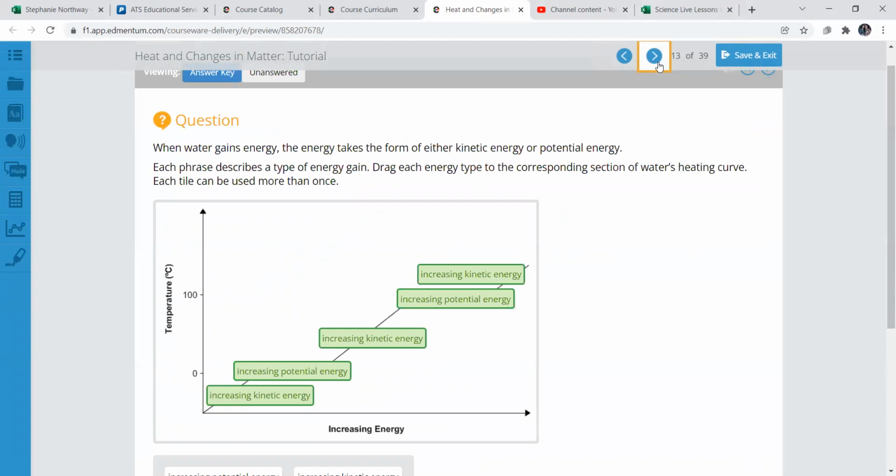So it increases energy as it's going. So increased kinetic energy, increased potential energy, increasing kinetic energy again, and then it increases potential energy, increases kinetic energy. So it's just showing you the cycle of how water is melting.